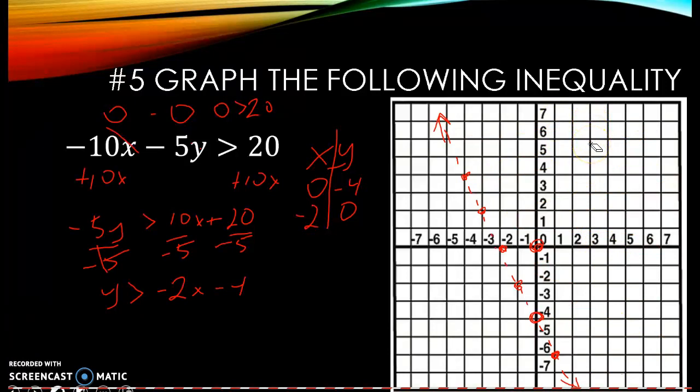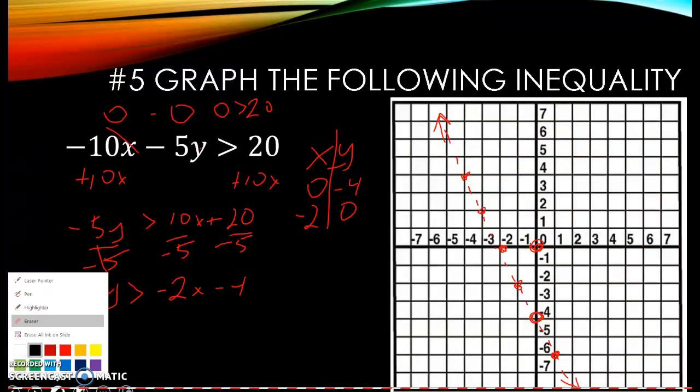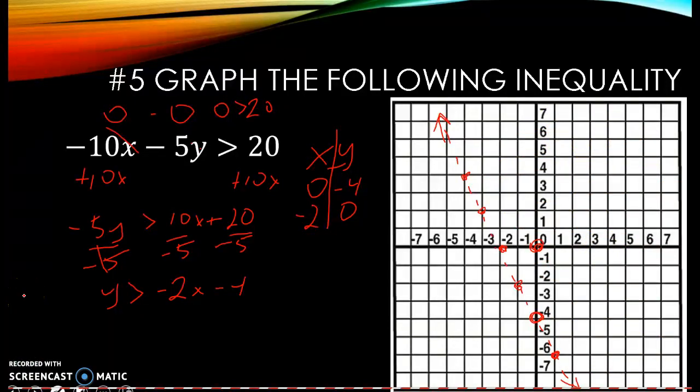And what I messed up on was, I may have said it, but I didn't do it as I was doing the problem. This sign here, because I divided by a negative, should be the opposite direction. It should look like this, which means y is less than that, which means all of the points that do work are going to be on this side of the line.